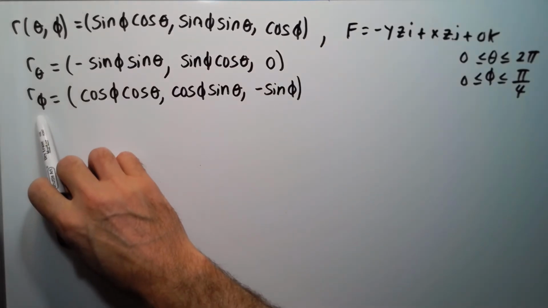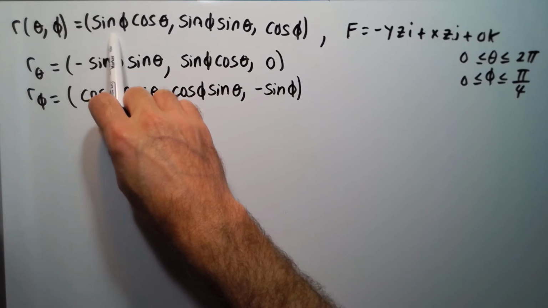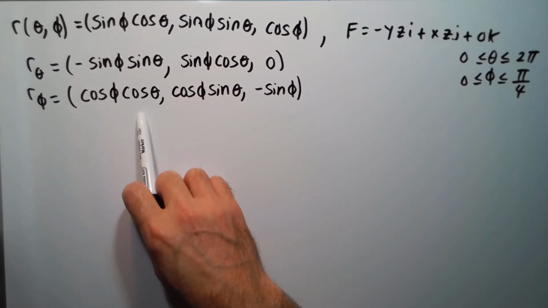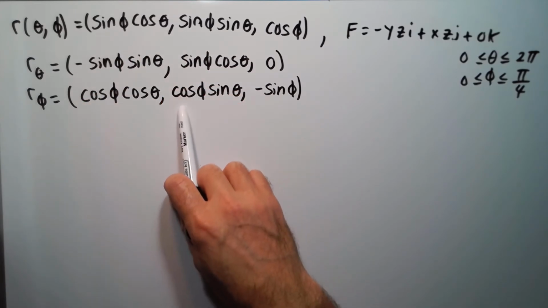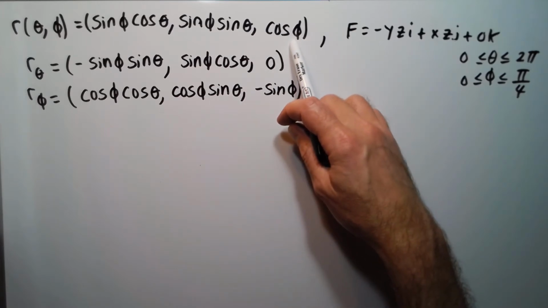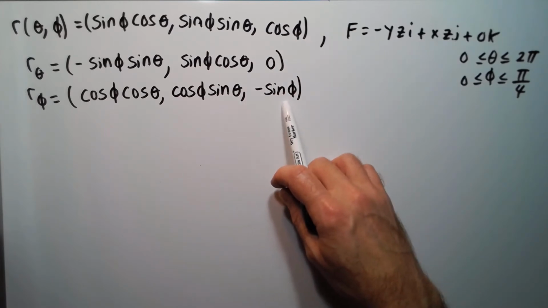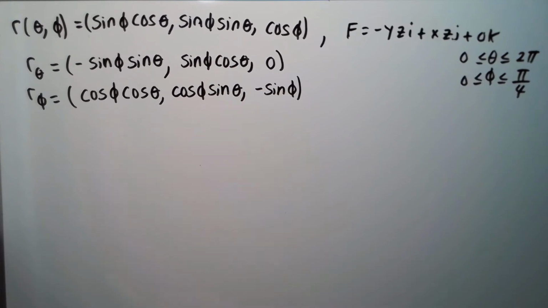Okay, let's do now the derivative with respect to phi next. So derivative of r with respect to phi, so derivative of sine phi would be cosine phi, then cosine theta. And that'll be, again, cosine phi sine theta, and derivative of cosine phi would be minus sine phi. Okay, now let's cross these.